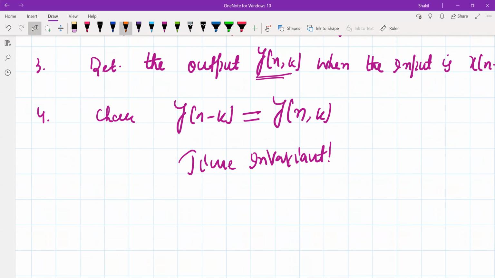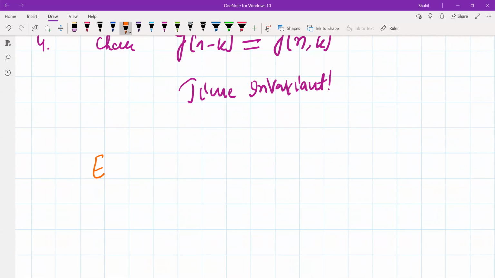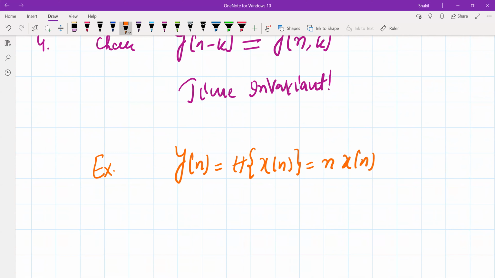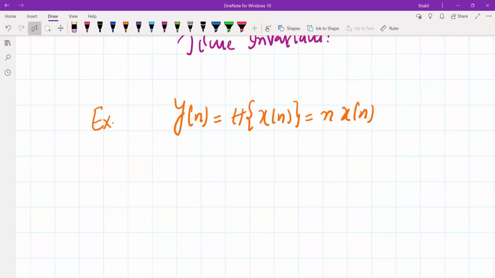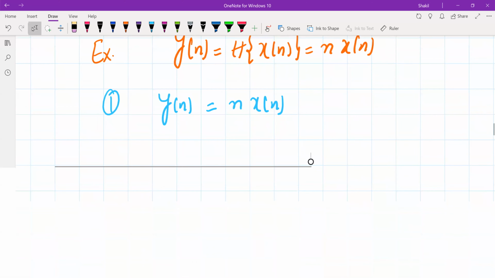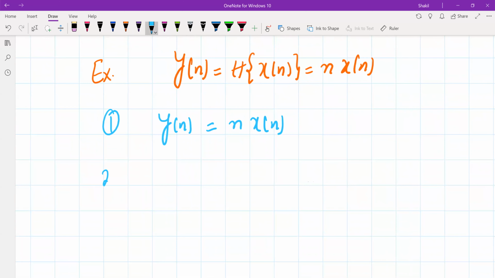To illustrate this, let's take a very simple example. Suppose the system output is n times x of n. So this is our input output relationship. What do we do in the first step? We simply write the input output relationship, and mostly this will be given to you. So this is the output when the input is x of n. Then the second step, we replace n by n minus k. Wherever we have n, we replace that by n minus k.